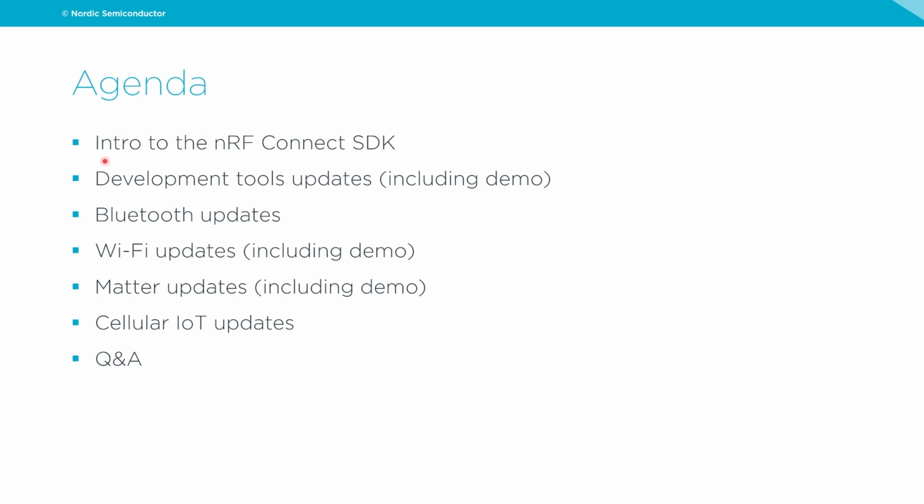So let's look through the agenda quickly. First we'll have the intro to the nRF Connect SDK. Then we'll have updates on development tools, and that includes a demo. We'll have updates on Bluetooth, updates on Wi-Fi, also including a demo of the recently launched nRF 7002 Wi-Fi 6 companion IC. We'll have updates on Matter, also with a demo, and we'll close with updates on Cellular IoT and then the Q&A.